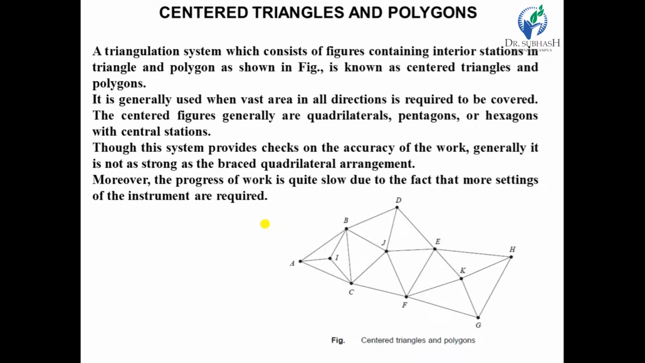Now the next one is the center triangle and polygons. Generally, a triangular system which consists of a figure containing interior stations, triangles and polygons, as shown in the figure, is known as center triangle and polygons. Generally, it is useful when a vast area in all directions is required to be covered.